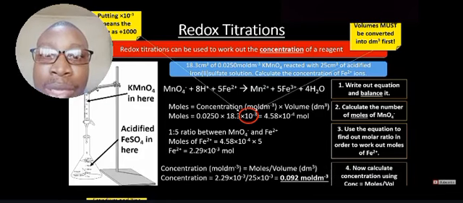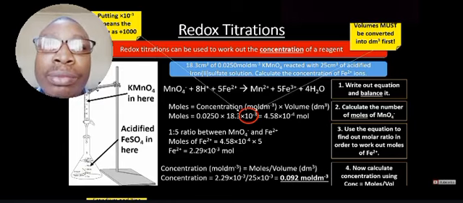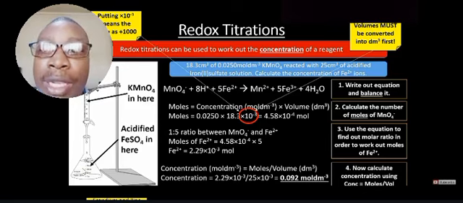At this stage, once we have our number of moles of the iron that was present, we can simply divide by the volume in order to get the concentration. Concentration is equal to number of moles over volume. If you divide by the volume there, you get a concentration of 0.092 moles per cubic decimeter. So that is how you go about calculating redox titration problems.